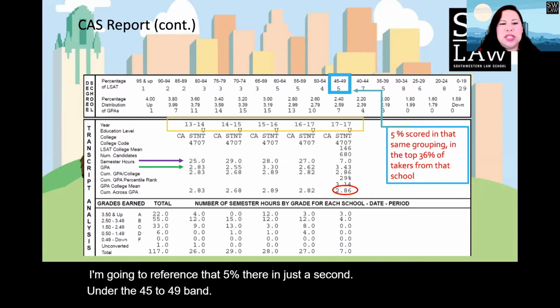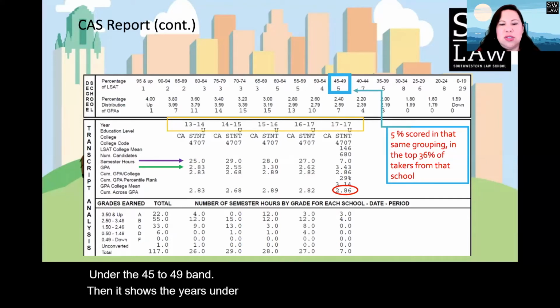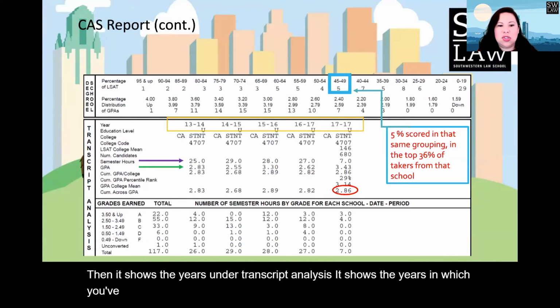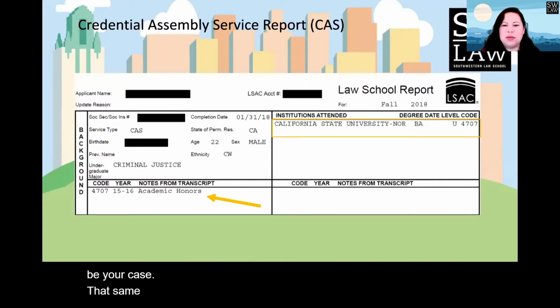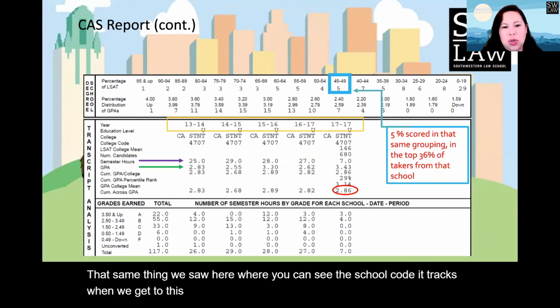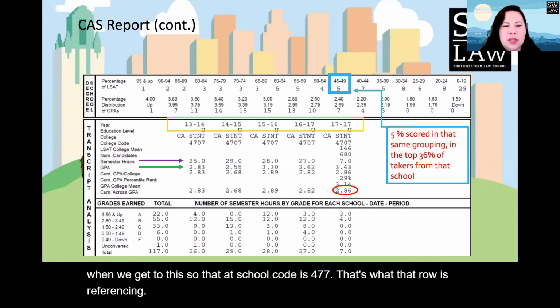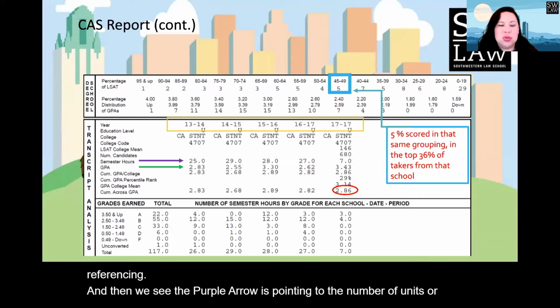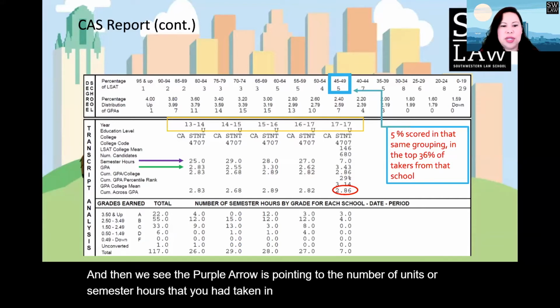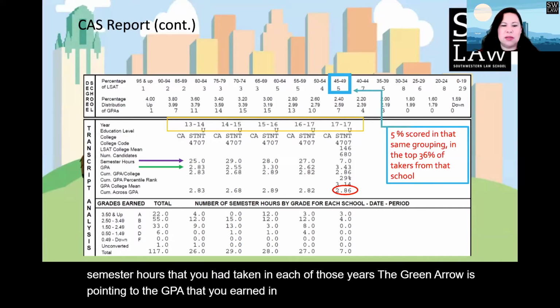Then it shows the years under transcript analysis. It shows the years in which you've attended these various schools, or singular school if that happens to be your case. That same thing we saw here, where you can see the school code, that school code is 4707. That's what that row is referencing. And then the purple arrow is pointing to the number of units or semester hours that you had taken in each of those years. The green arrow is pointing to the GPA that you earned in each of those incremental sections.